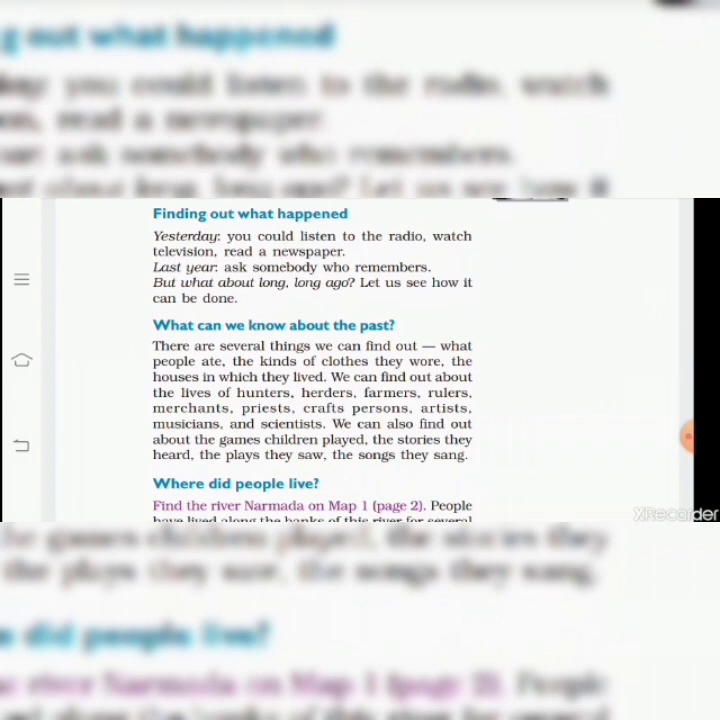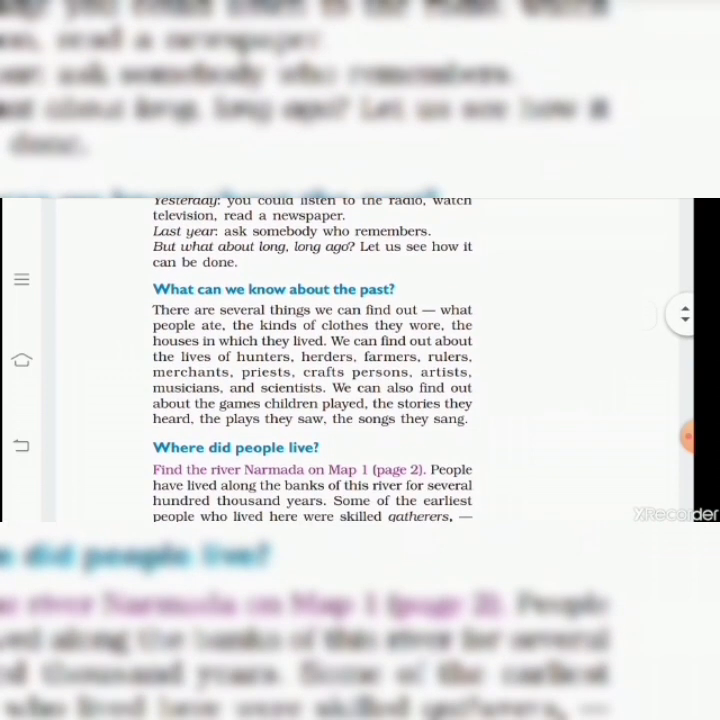We humans are very curious about learning new things. We try to explore more and more, and man's past is also one of the topics that catches everyone's attention. There are several things we can find out: what people ate, the kinds of clothes they wore, the houses in which they lived. We can find out about the lives of hunters, herders, farmers, rulers, merchants, priests, craftspersons, artists, musicians and scientists. This shows how the present world is different from our past.